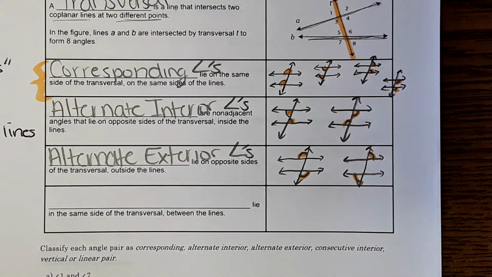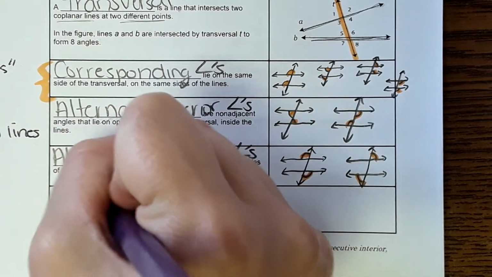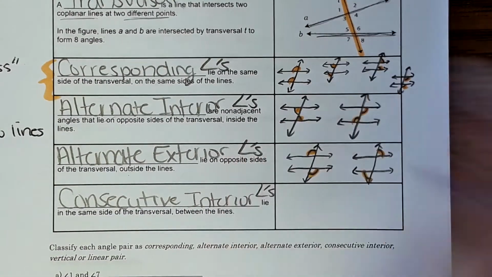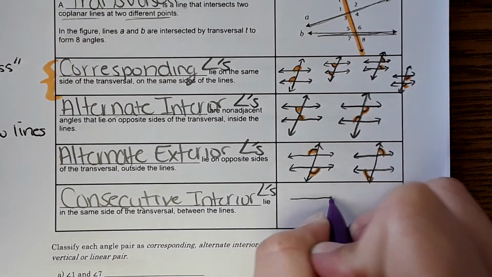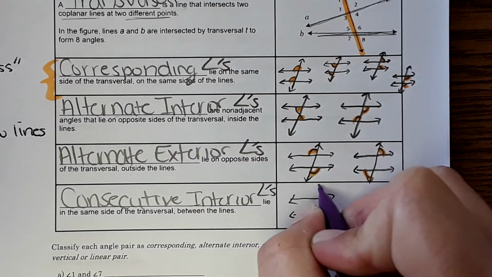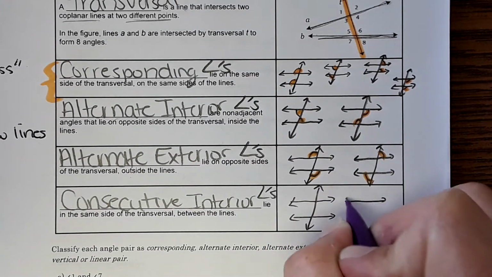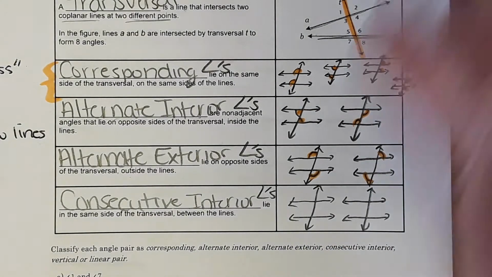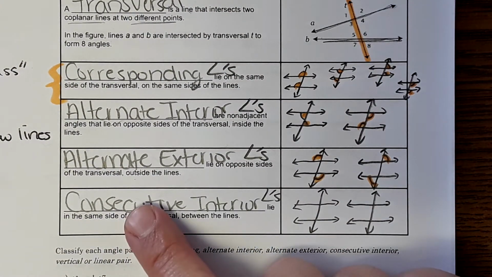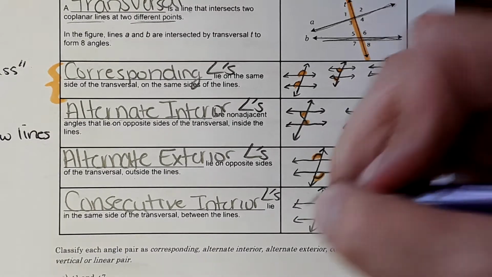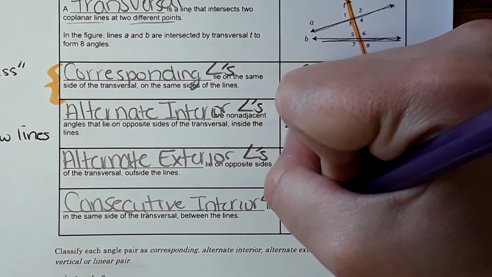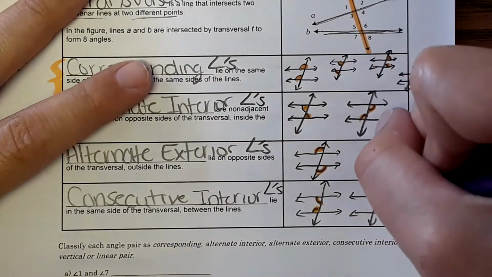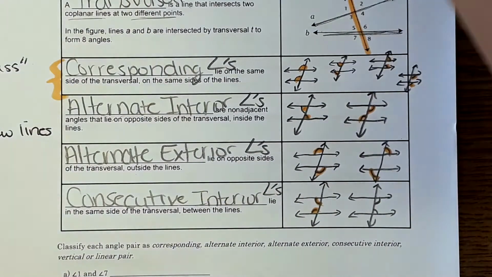And last but not least, consecutive interior angles. Okay, consecutive means like right next to each other or in order, and then interior is inside the parallel lines. So consecutive interior are actually right here. So these two angles would be consecutive interior. And then on the other side, these two angles would be consecutive interior.